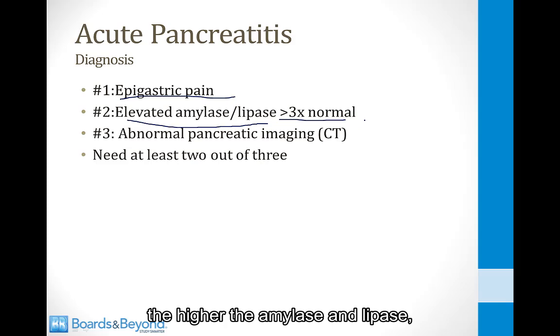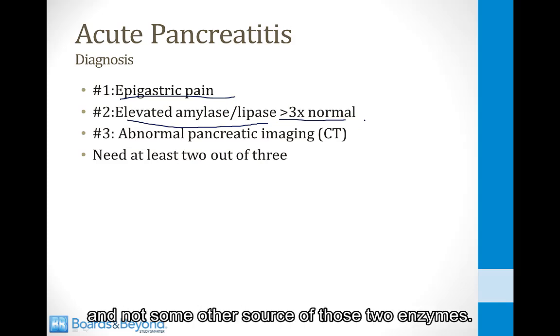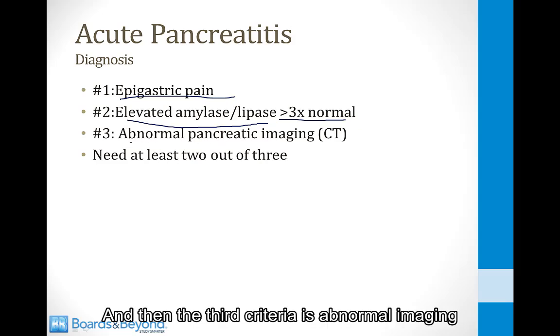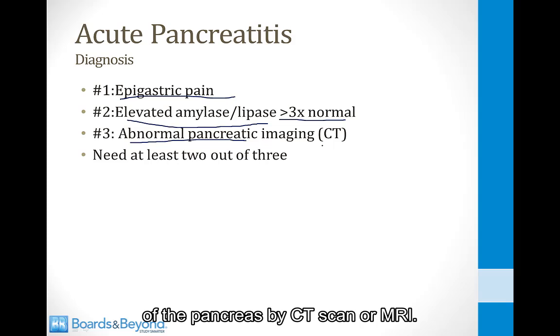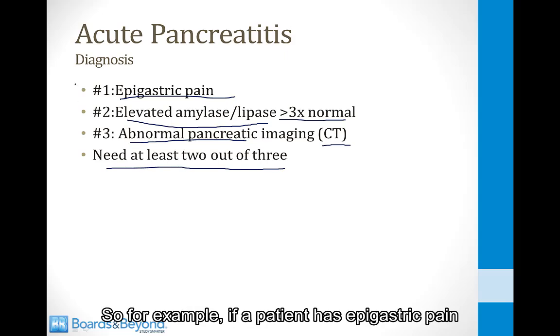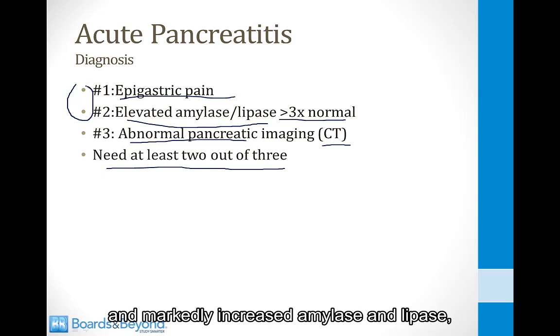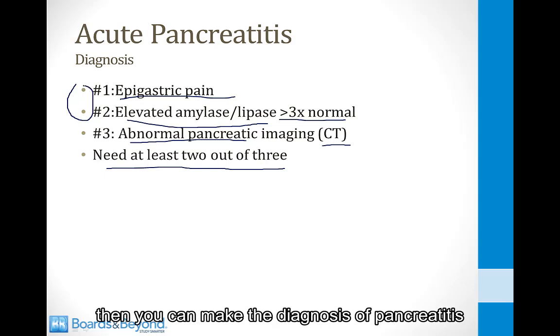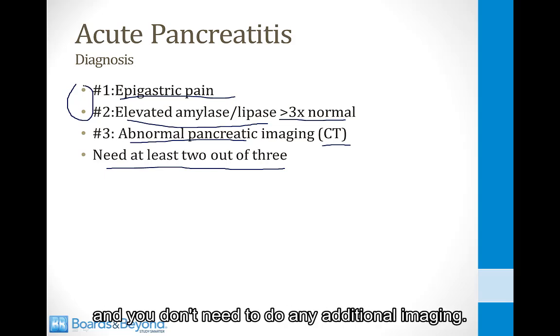The higher the amylase and lipase, the more likely they represent pancreatitis and not some other source of those two enzymes. And then the third criteria is abnormal imaging of the pancreas by CAT scan or MRI. And you need at least 2 out of these 3 criteria. So for example, if a patient has epigastric pain and markedly increased amylase and lipase, then you can make the diagnosis of pancreatitis and you don't need to do any additional imaging.